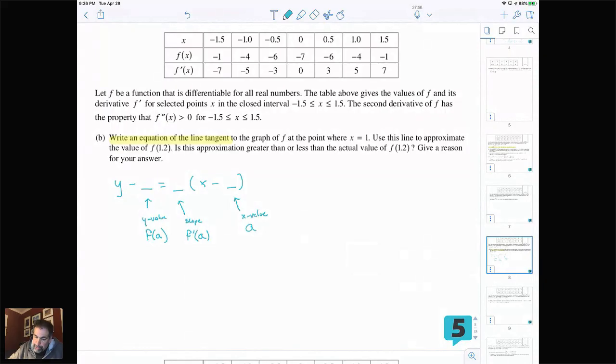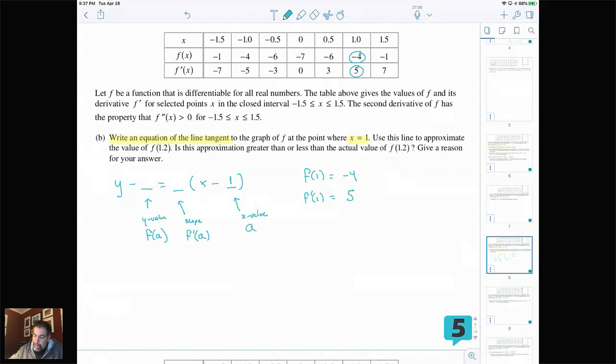In this example, we're told that x equals 1. So we know our a value. So we're going to put 1 in right here. Okay. And now our job is to find f of 1 and then f prime of 1, because those are the other two blanks we need to fill in. Okay. The table gives us these values. So I go straight to the table. I look for f of 1. f of 1 is given to me right here. That's f of 1. So that's going to be -4. And then finding f prime of 1, right underneath it, f prime of 1 is going to be 5.